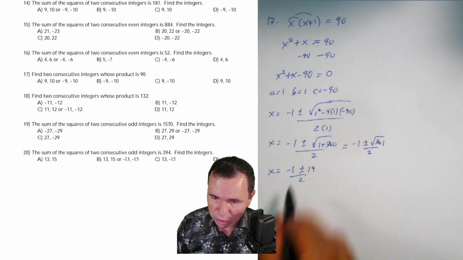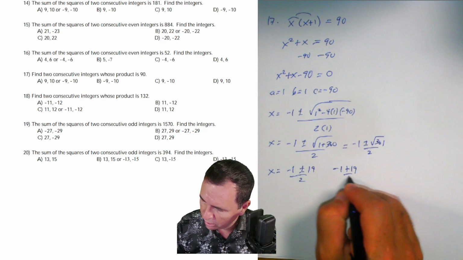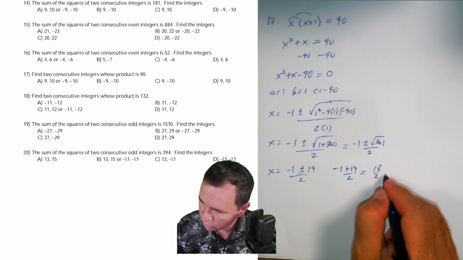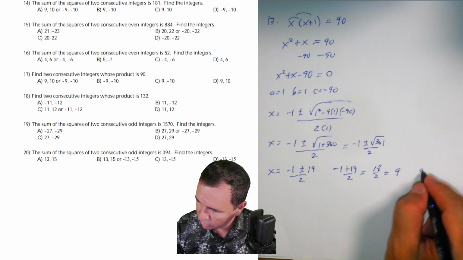And so there's two situations. There's one where I add the 19 and then divide by 2, which is going to become 9, right? And if they're consecutive, it's going to be 9 and then 10.